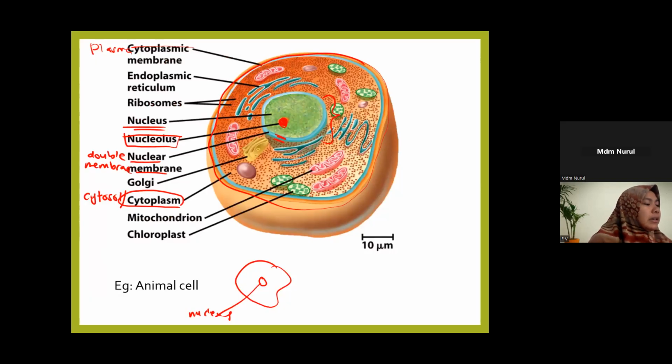Okay. Next, we go to the next structure known as endoplasmic reticulum. Endoplasmic reticulum ni ada dua. Rough and smooth. Bahasa Melayu, jalinan endoplasma kasar dan jalinan endoplasma licin. Satu rough and satu lagi smooth.